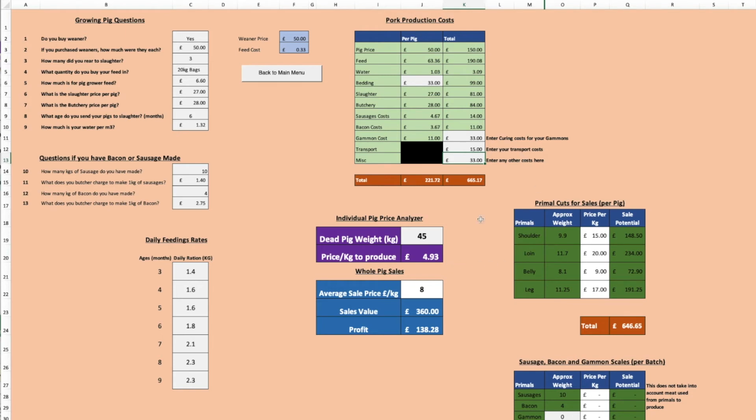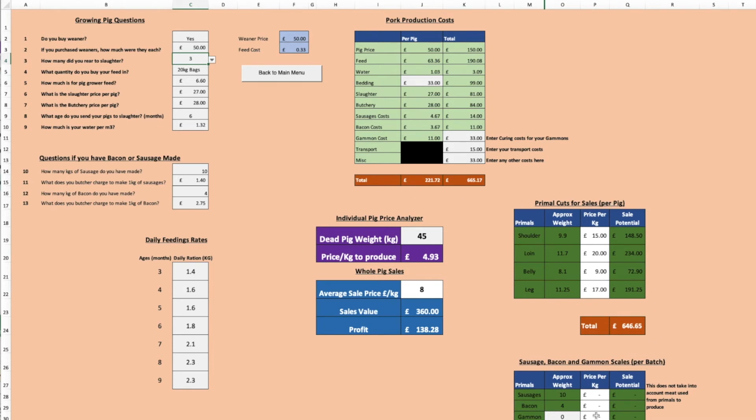And then that will work out that to raise these 3 piglets I've picked here has cost me £665, or £221.72 per pig. So that's what it costs to raise you.